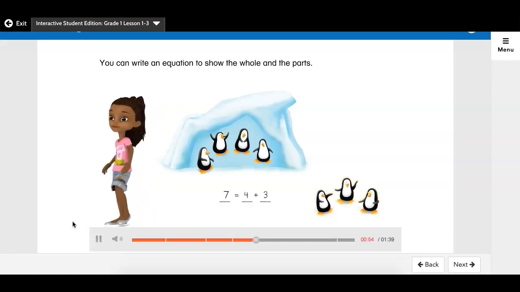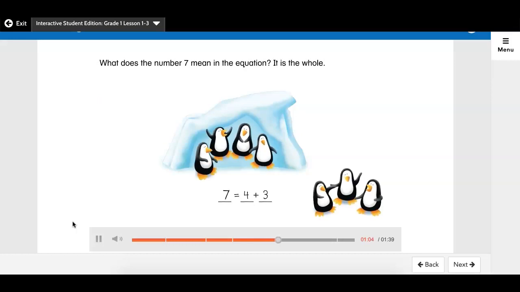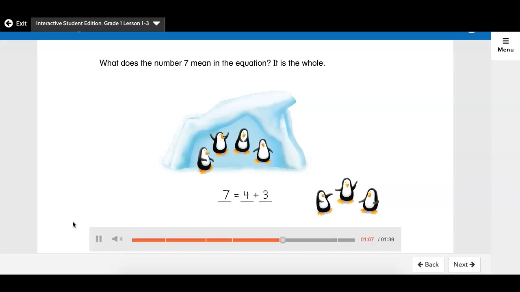You can write an equation to show the whole and the parts. What does the number 7 mean in the equation? It is the whole. What do the numbers 3 and 4 mean in the equation? They are the parts.